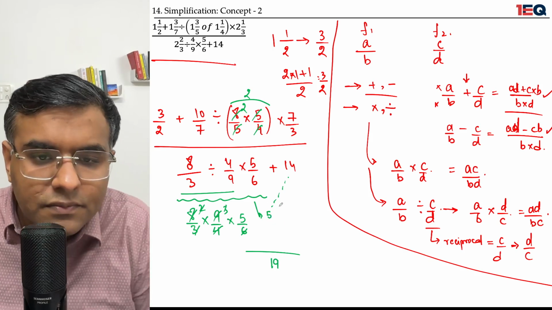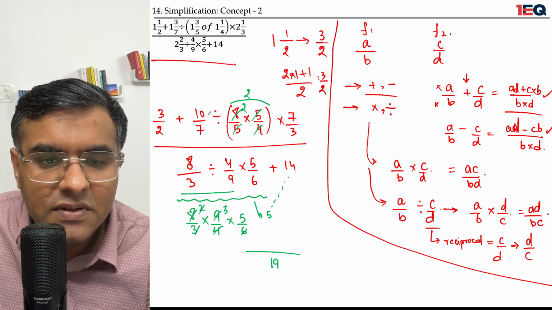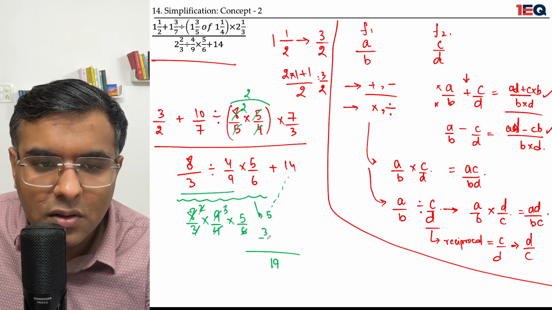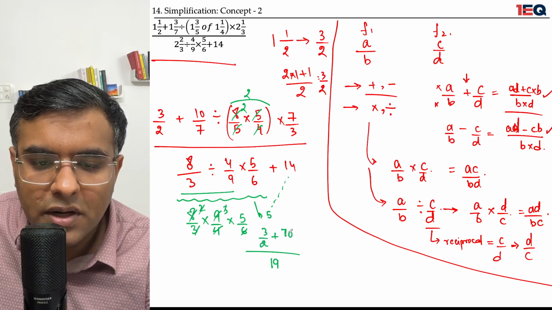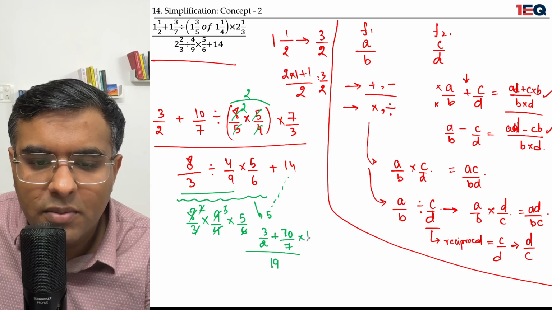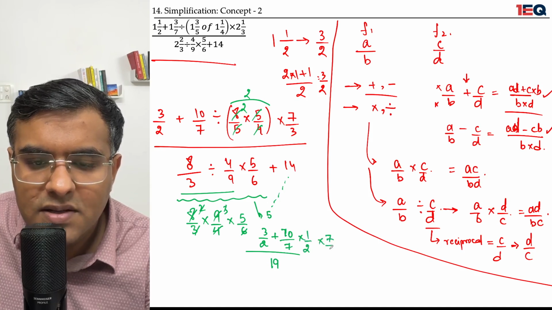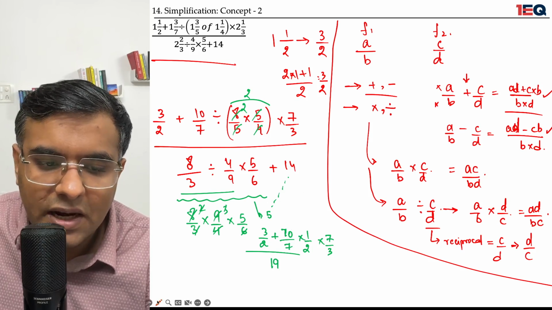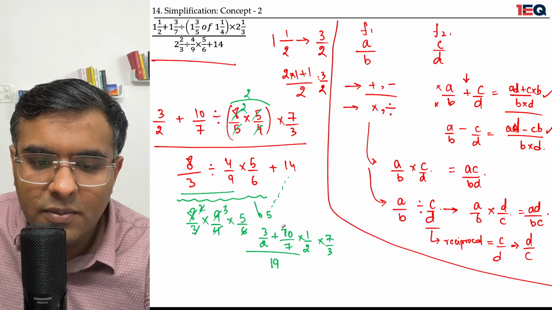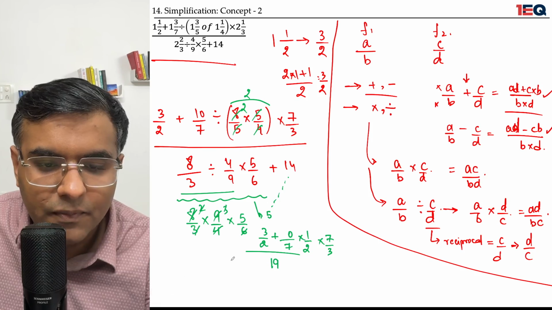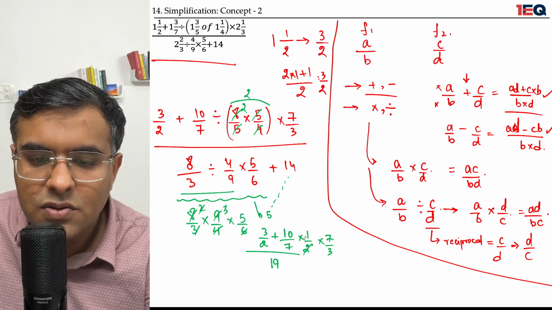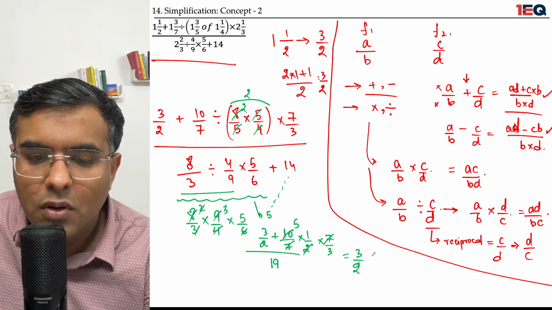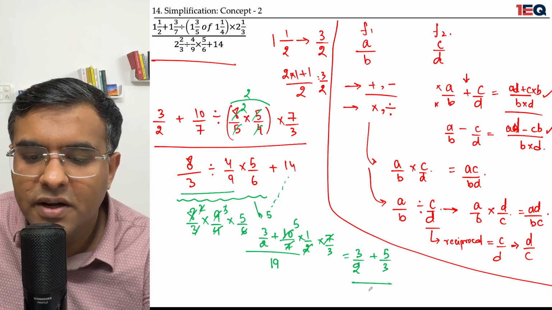Then in the numerator, there is a division sign over here. So 3 by 2 plus 10 upon 7 multiplied by 1 by 2 multiplied by 7 by 3. As you can see, I've removed the division sign and made it a multiplication sign, and I've flipped it. I'll just rewrite this point. This is 10, so 2 5s are 10, and 7 7s are 7. Then what we have over here is 3 upon 2 plus 5 upon 3, whole divided by 19.